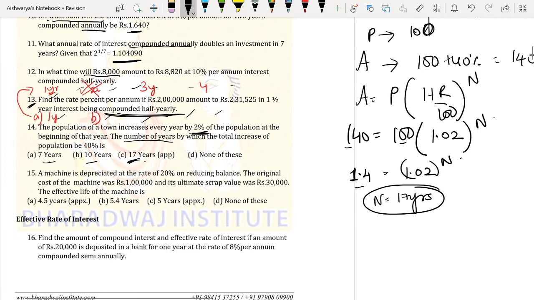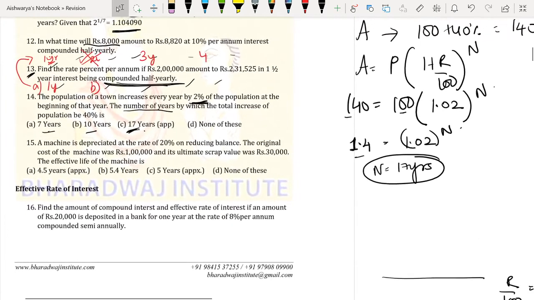Let's go to the 15th question, last question on compound interest, and then we'll proceed to annual effective rate and then annuity. Okay, please read it. Yeah, continue.